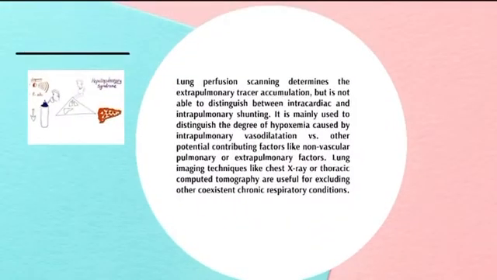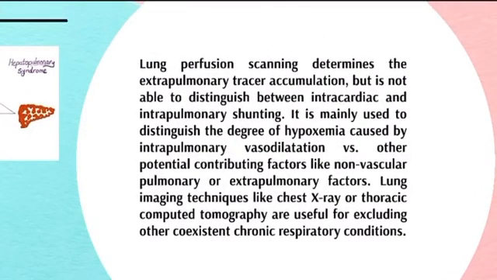Lung perfusion scanning determines the extrapulmonary tracer accumulation, but it is not able to discriminate between intracardiac and intrapulmonary shunting. It is mainly used to discriminate the degree of hypoxia caused by intrapulmonary vasodilation versus other potential contributing factors like non-vascular pulmonary or extrapulmonary factors. Lung imaging techniques like chest X-ray or thoracic computed tomography are used for excluding other coexisting chronic respiratory conditions.